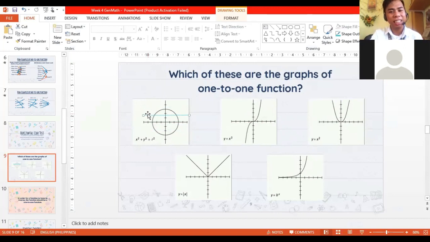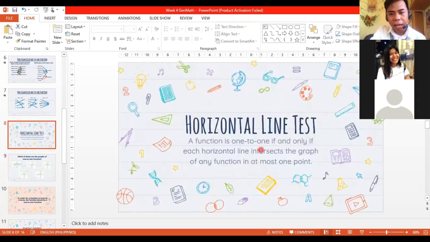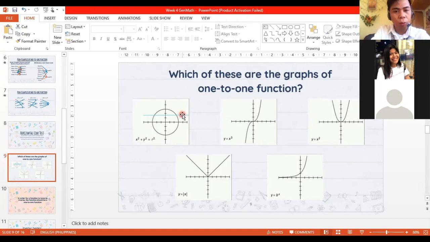Sa UMS kasi, hindi niyo na ito dini-discuss. So, based sa ating definition, is this a one-to-one or not? Not one-to-one. Bakit po? Kasi, check natin. Nag-intersect yung ating horizontal line dito, at saka dito. So, we have 2 points. Sinabi sa definition, at most 1 point lang. So, therefore, this is not one-to-one.